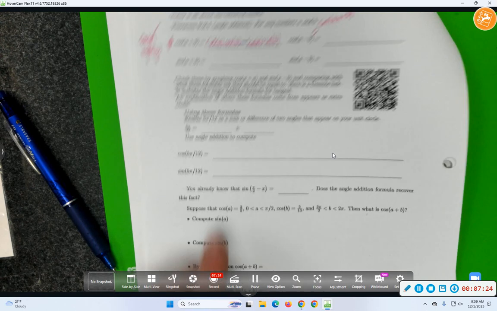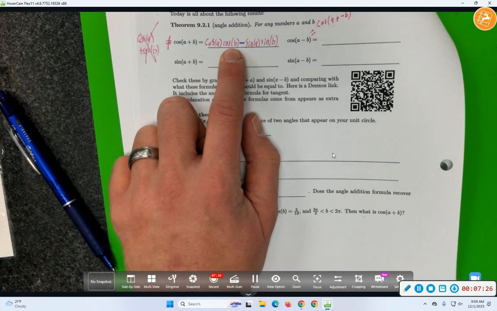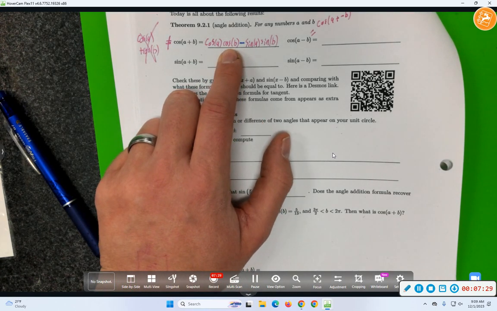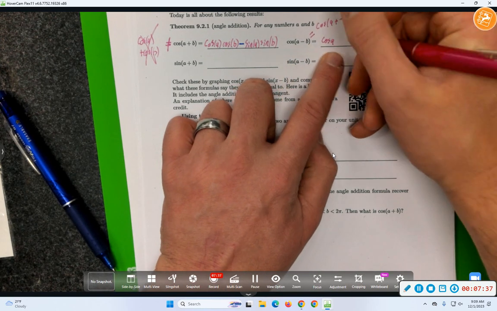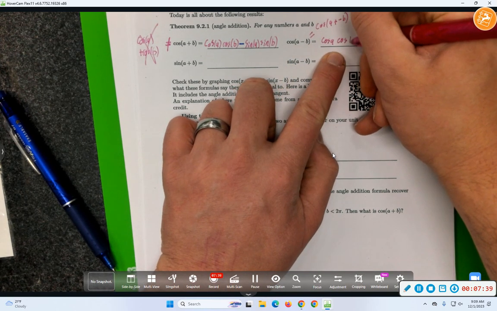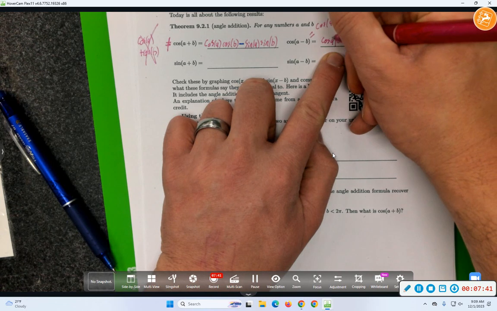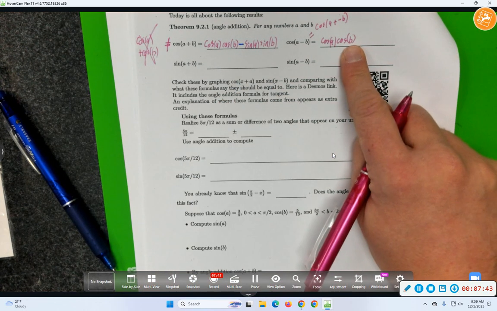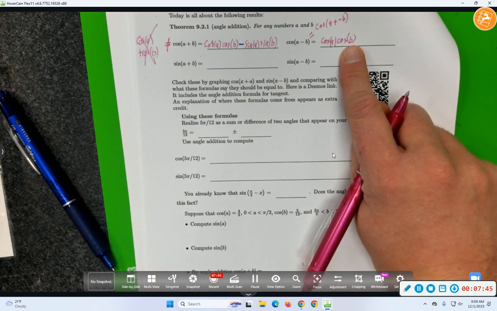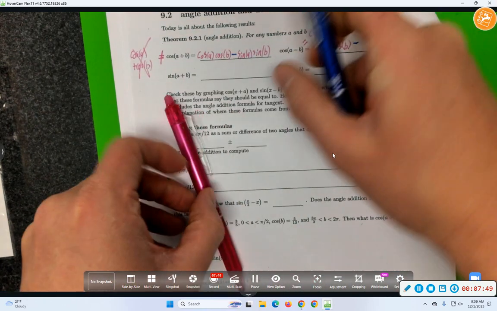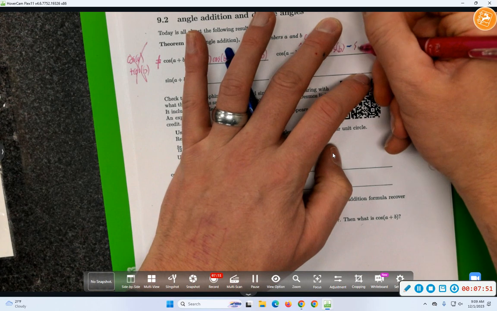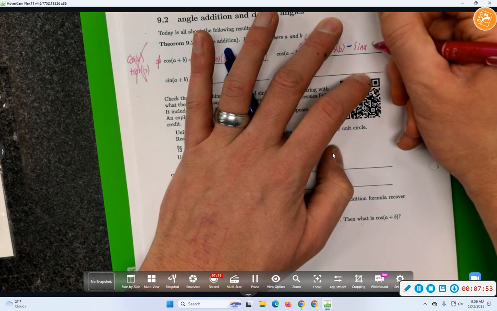Yeah. I'll get cosine a cosine negative b. Does cosine care about a negative inside of the parentheses? No, cosine's even. So I'll get cosine a cosine b. There should be a negative in front of the b, but cosine doesn't care about that negative anyway. Minus sine a sine.